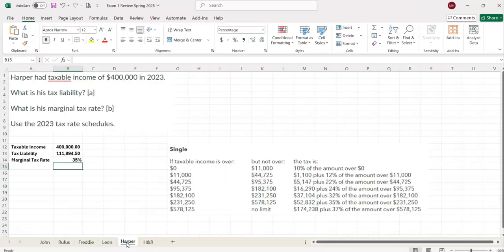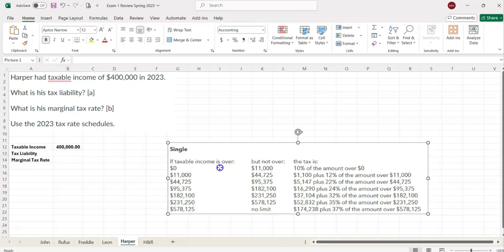Next we have, oops, I forgot to delete that. There we go. So we have tax liability calculation. Harper had taxable income of $400,000 in 2023. What is his tax liability? What is his marginal tax rate? So this is the tax rate schedule for single filers from 2023.